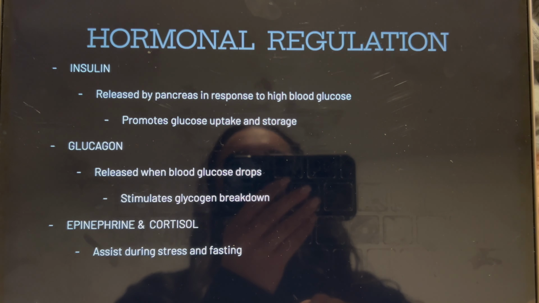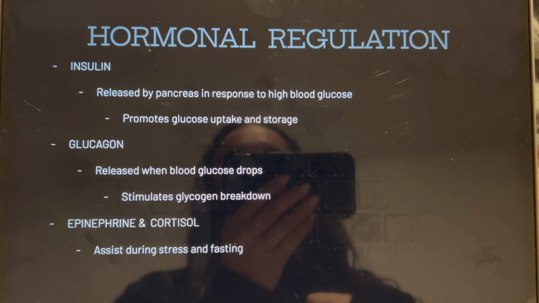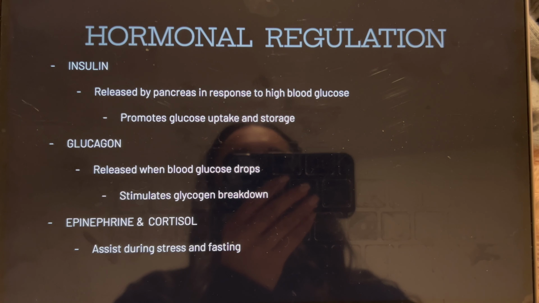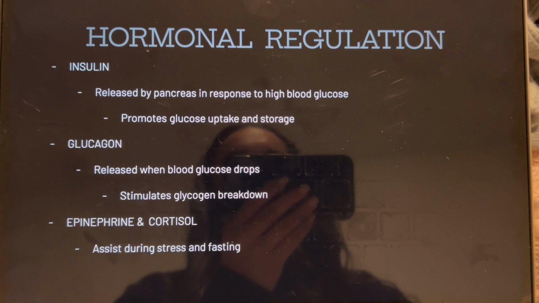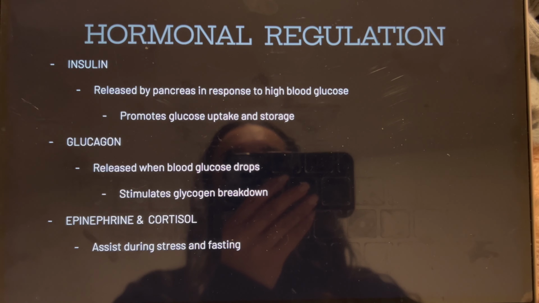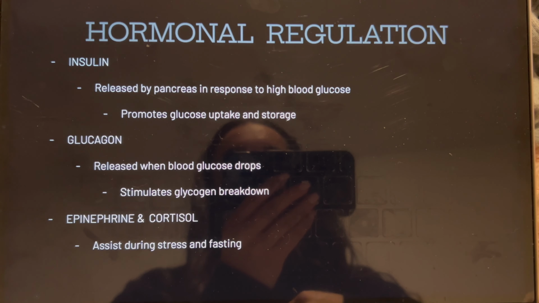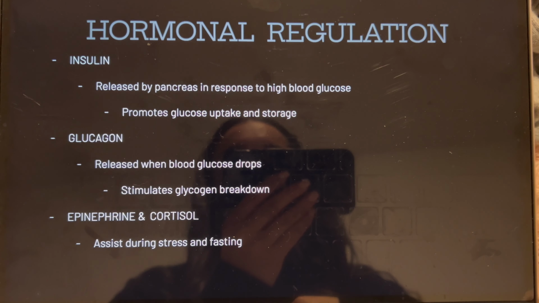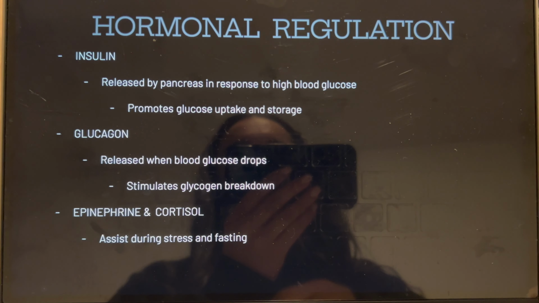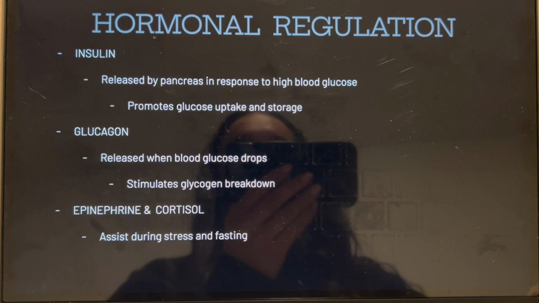So hormonal regulation, we have, again, insulin, which is released from the pancreas in response to high blood glucose, and promotes taking it up into the storage. Glucagon, released when blood glucose drops, stimulates glycogen breakdown. Epinephrine and cortisol assist during those fasting moments and stress moments.